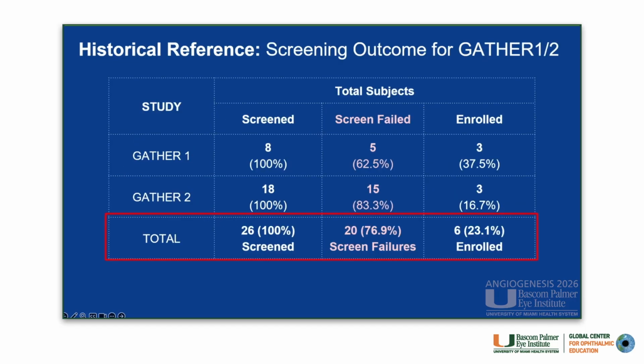During the Gather 1 and Gather 2 enrollment period at our site, we screened 26 patients, had 20 screen failures, and enrolled 6 patients. 90% of our screen failures were due to not meeting imaging criteria, consistent with what we saw in the published evidence for screen failures.